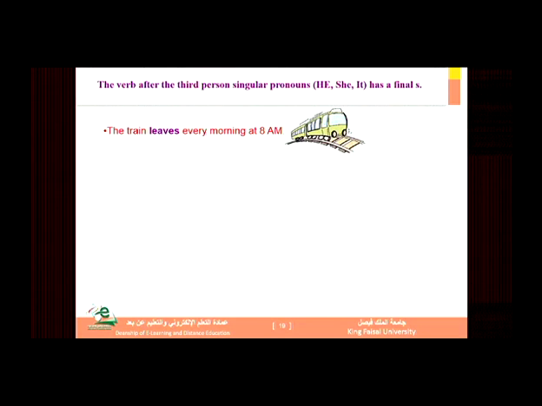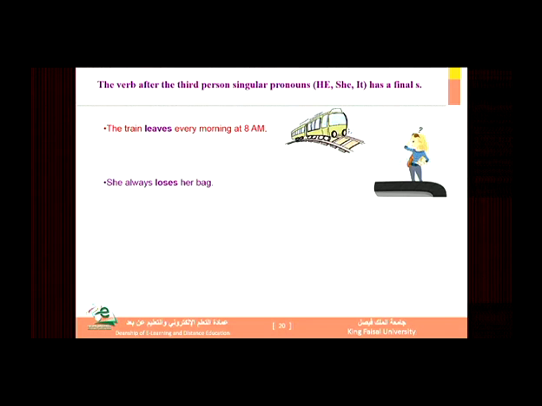to the end of the verb, because the subject of this verb is preceded by one of the third person singular pronouns, or here we have a noun, which is the train. If we replace it by a pronoun, we will get it rather than a plural pronoun. So here we have also a third person pronoun, it, represented by the words the train. So the train leaves early morning at 8 a.m.